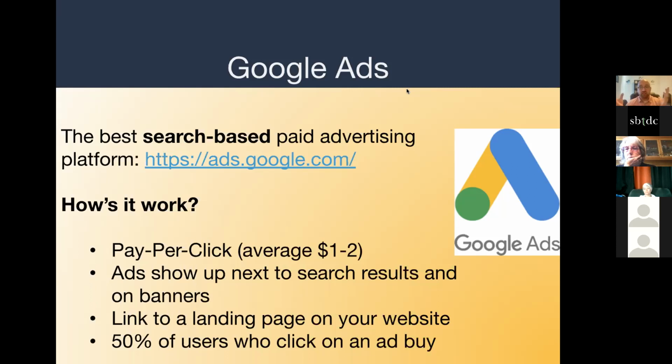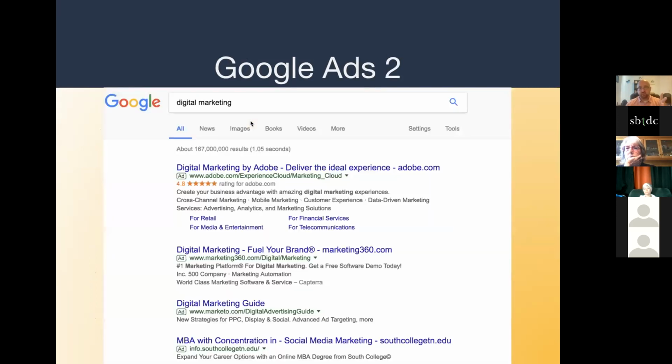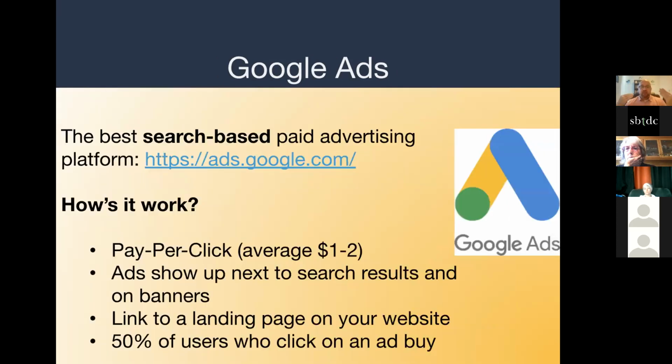Essentially, this looks like an old-fashioned banner ad, but it's text-based. I'll show a photo of it as well. Just click over. So that's what they look like. And I'll go through what this is in a second. But that digital marketing by Adobe, that's a Google ad, right? That's what they look like. Basically, it links to a landing page on your website.